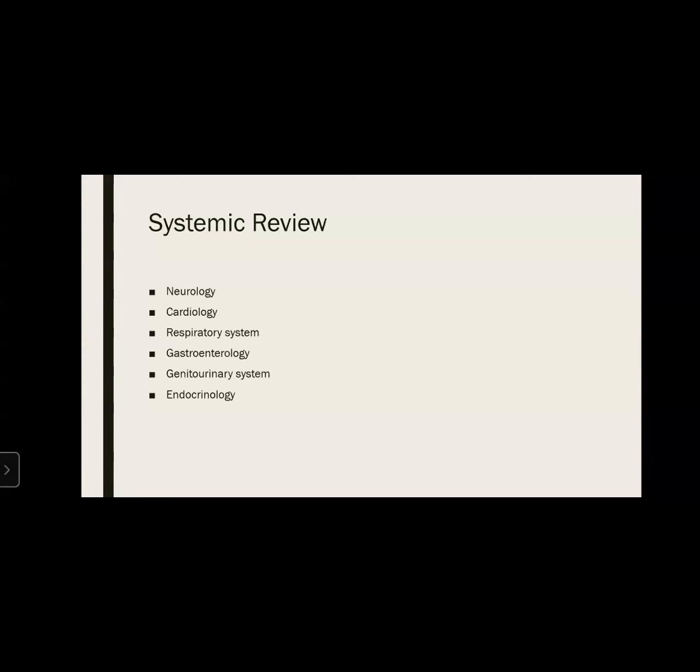So how will you do systemic review? Ask 2 or 3 questions of each system, which are very important questions. I'm giving just an example. In the GI, of course, abdominal pain is a chief complaint. Ask about it. Ask about any altered bowel habits, any jaundice, any vomiting.